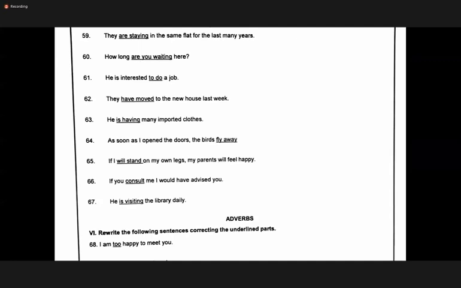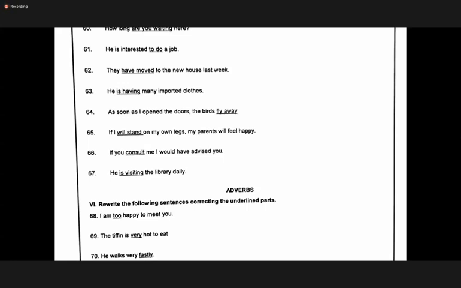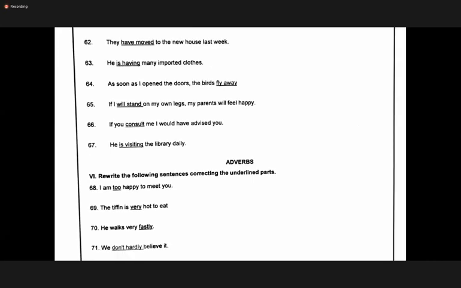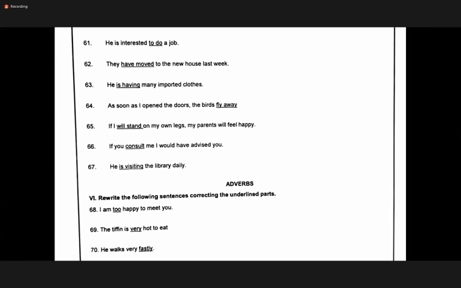61. He is interested to do a job. He is interested in doing a job, not to do. Next, 62. They have moved to the new house last week. They moved. Just moved, because last week is past tense. Past time word, use only simple past. So they moved to the new house last week.